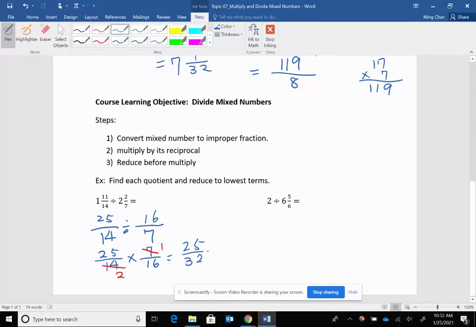Now this is a proper fraction. A proper fraction cannot be converted into a mixed number. So that's it.